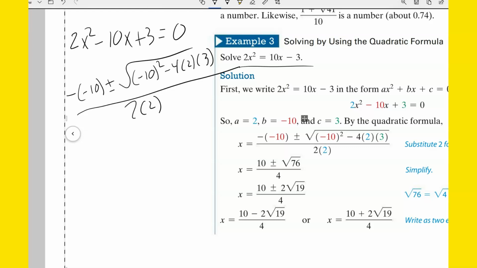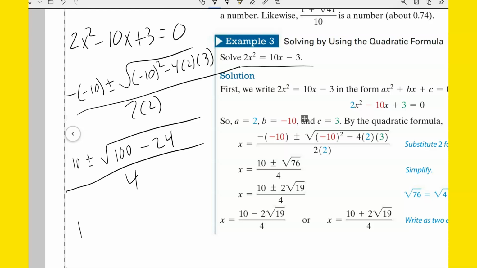So that's going to be negative negative 10 is 10 plus or minus the square root of 100. Negative 4 times 2 is negative 8 times 3 is negative 24. So minus 24 all over 4. So that's 10 plus or minus the square root of 76 over 4. Now, I'm thinking the 76 may be able to simplify.